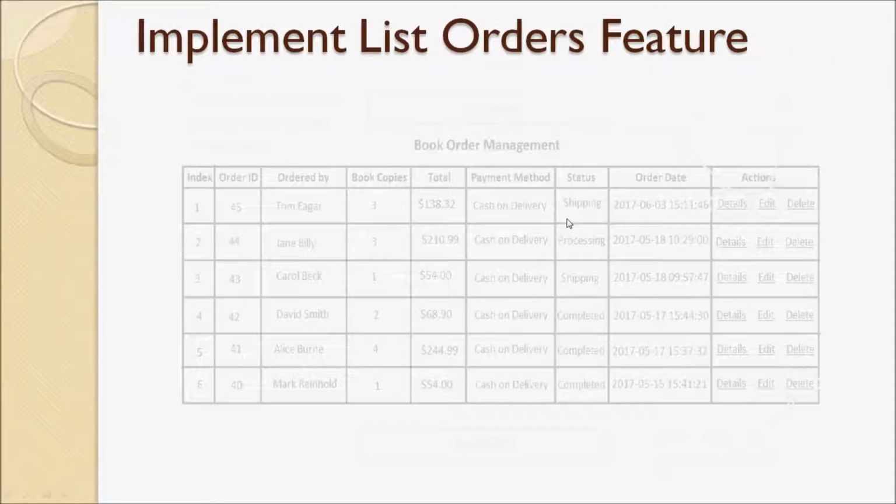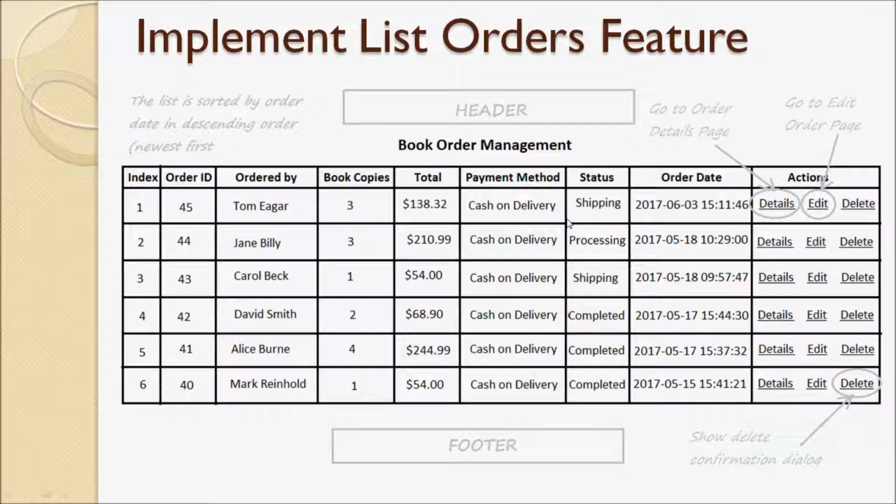And let's review the user interface design for the list orders. You see, all the orders made by the customers are displayed in a table format like this. The columns are index, order ID, order by, book copies, total, payment method, status, order date, and actions. Note that this is just general information about the orders. And to view the details of an order, the admin can click the details hyperlink here.